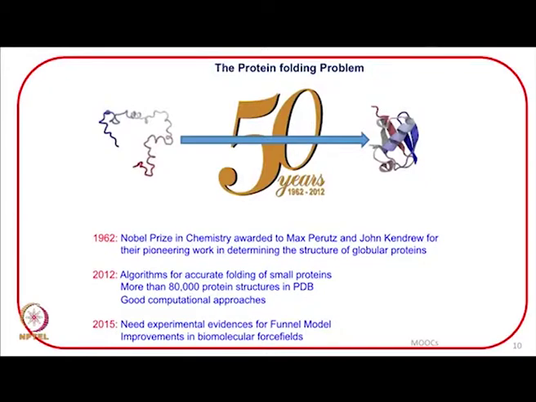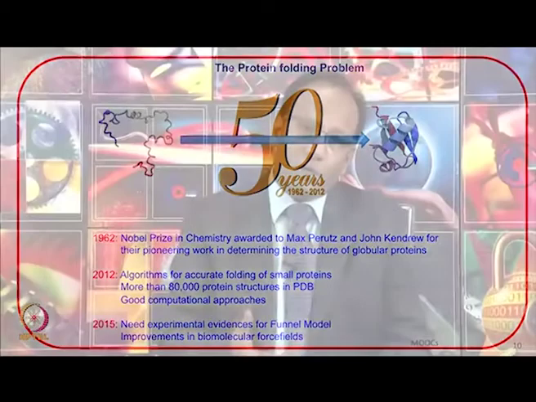Although the computational chemists claim that they can give the folding code for small peptides, for larger proteins we do not have the protein folding code. And that is why there is still a need for experimental evidence for the funnel model, which is used as one of the best models to describe the protein folding problem. And thermodynamics plays a very significant role in this, because a minimum energy configuration is the final fold of a protein.